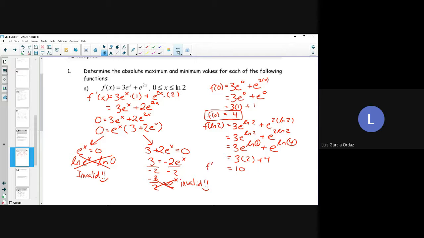So f at ln 2 gives me 10, which means I have a max at ln 2 and 10, and I have a min at 0 and 4.